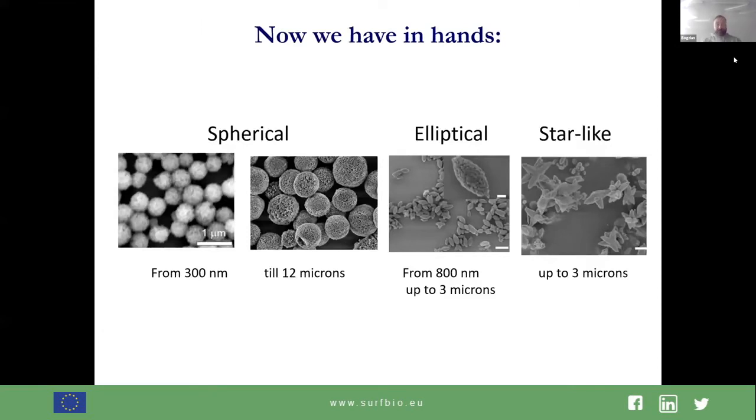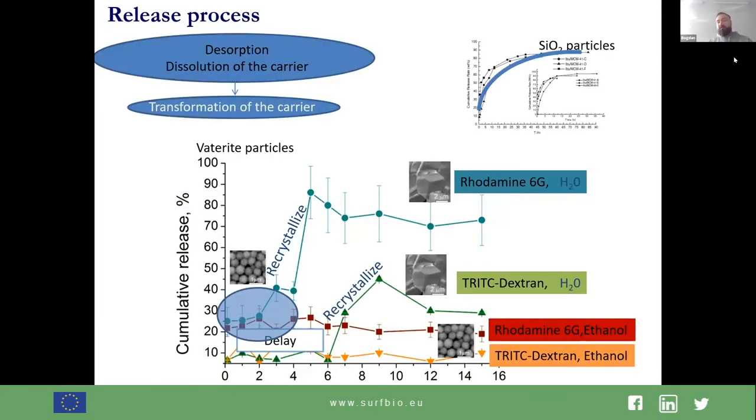In our laboratory, we developed many techniques to produce such minerals. It could be porous spherical particles from around 100 nanometers, not updated yet in the slide, up to 12 microns and more. Or it could be elliptical particles from around 3 microns in size, or star-like shapes. Many other shapes are also possible, but these are very reproducible. Depending on particle size and shape, the interaction with biological objects like cells or bacteria will be completely different.